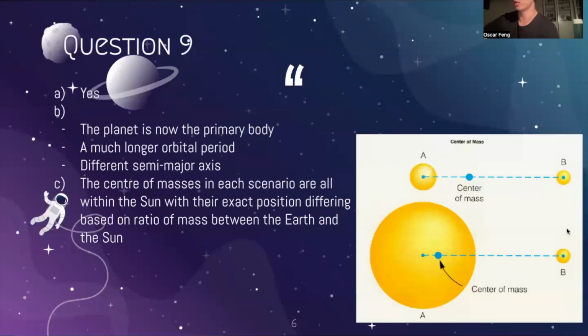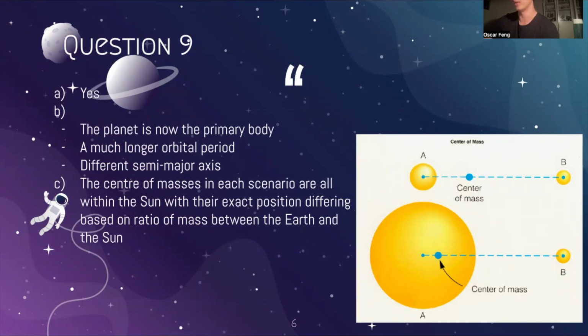Now let's compare this to the interaction between the Earth and the Sun, which we saw in earlier parts of the experiment. There are quite a few noticeable differences here. First off, the Earth is no longer the primary body, being replaced by the Sun. Furthermore, the orbital period has been greatly increased from about 27 days to roughly a year.